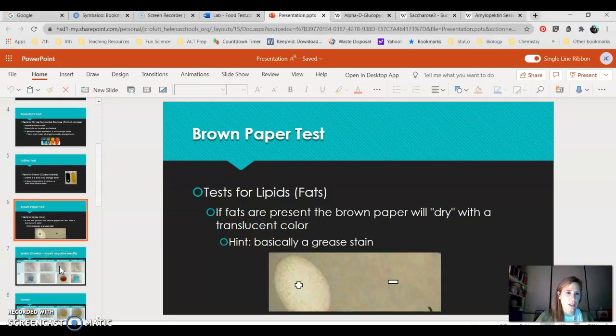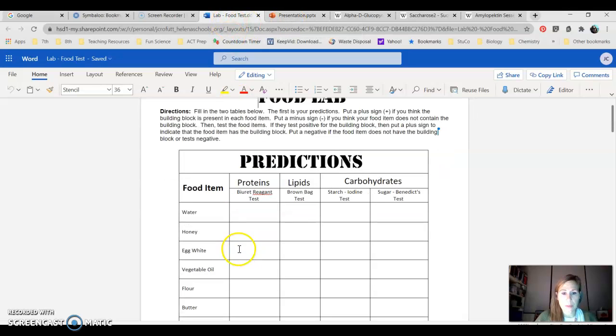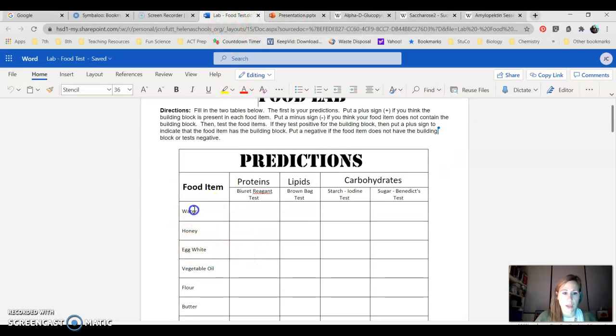All right, so I'm going to go ahead and show you your worksheet. Before you begin any of your results or go any further in this PowerPoint, you're going to make predictions. You'll say, all right, water's my first food sample. I'm going to make a prediction. Making a prediction is as simple as putting a plus or a minus sign. Do you think water has protein in it? I'm going to say it's just regular water, so it's negative.